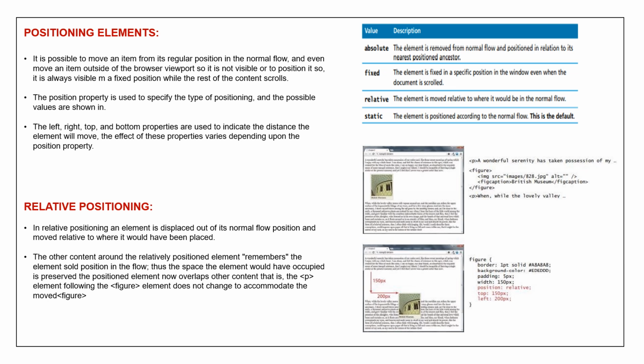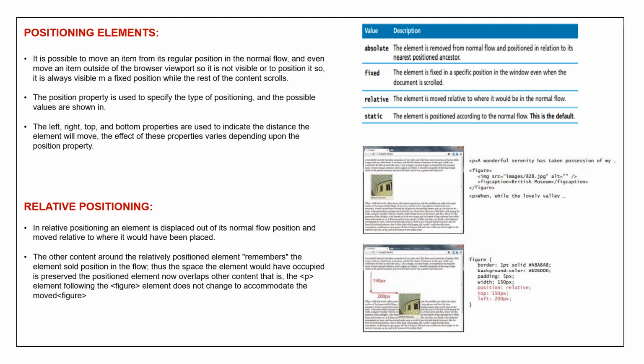The position property is used to specify the type of positioning, and the possible values are shown. The left, right, top, and bottom properties are used to indicate the distance the element moves, and the effect of these properties varies depending on the positioning property. Here are some values and their descriptions.